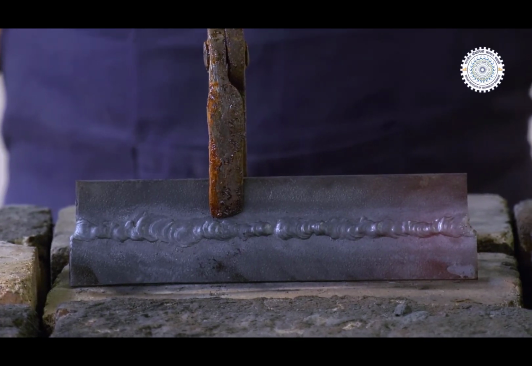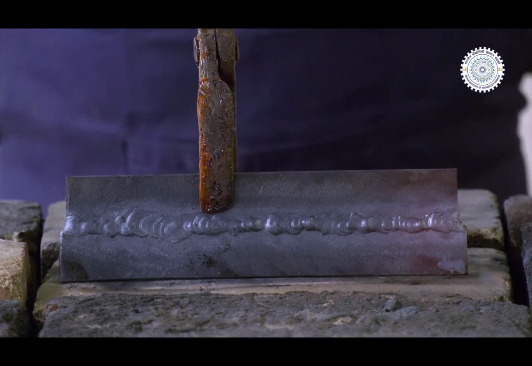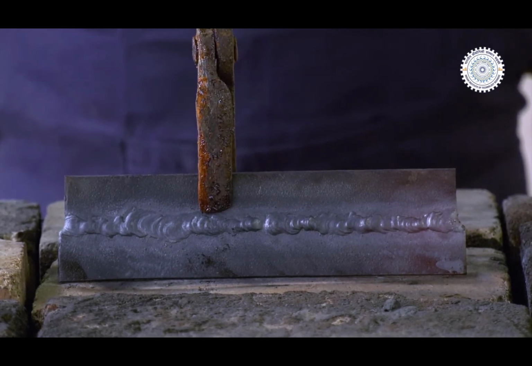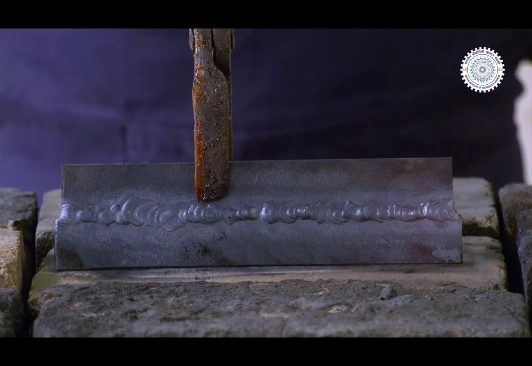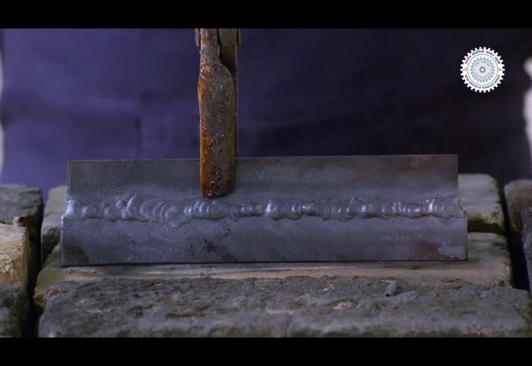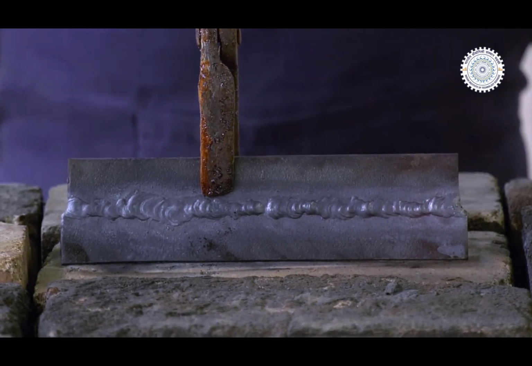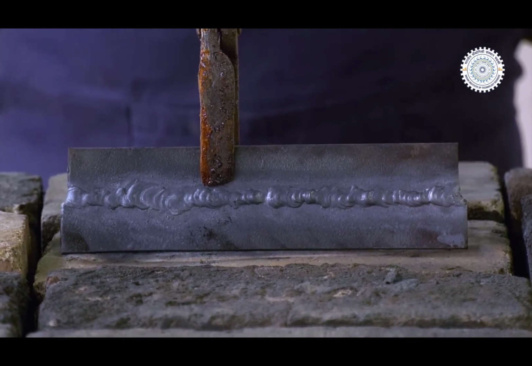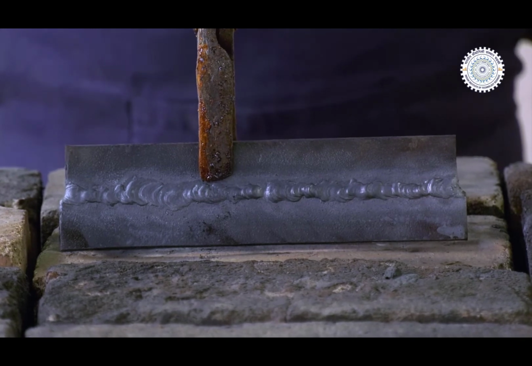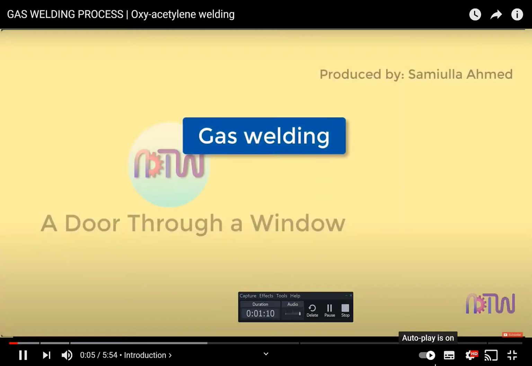The smoothness of the bead profile to a great extent depends upon how effectively, in a controlled way, the filler and the flame are manipulated during the welding. That's all from the demonstration side of the gas welding process. Thank you very much.